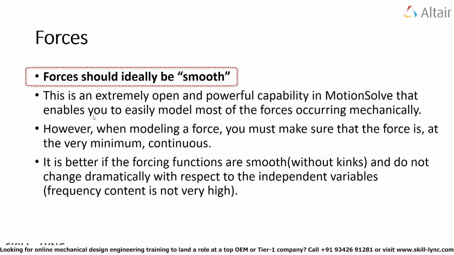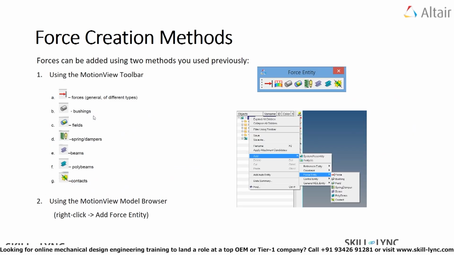This means that when you are modeling a force entity in MotionView, you must make sure that the force is continuous in nature. It is always better from the solver perspective if you are solving forcing functions that are smooth and without any kinks. So basically, the force function that you define in the MBD model should not dramatically change with respect to the independent variables. Now let's move on to the force creation methods in MotionView.